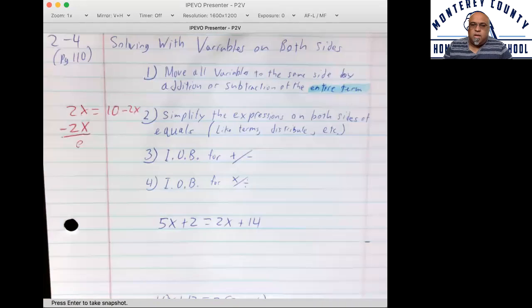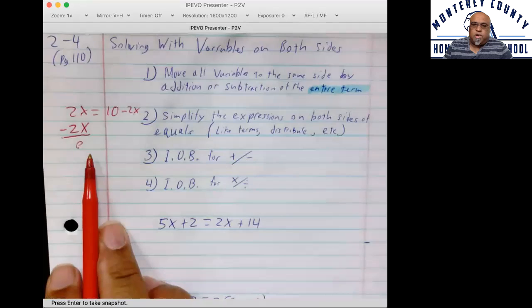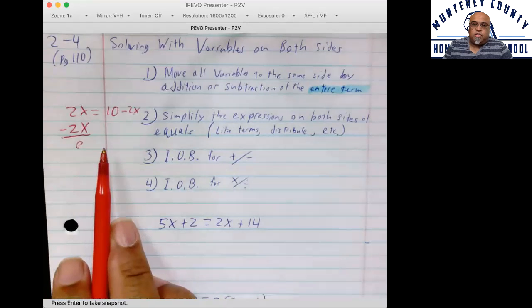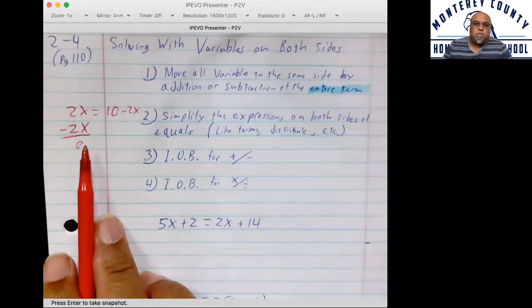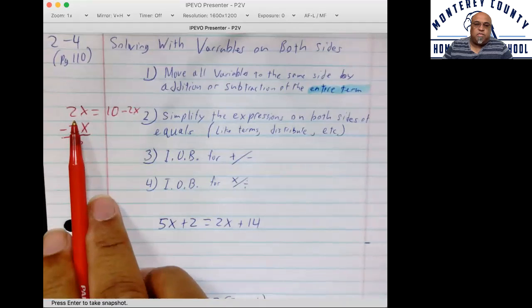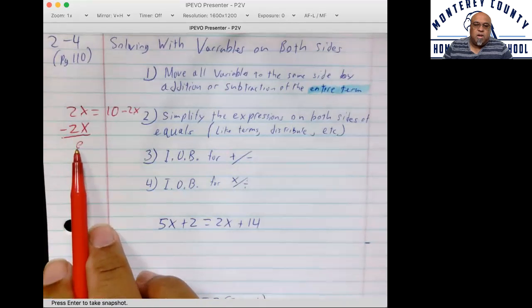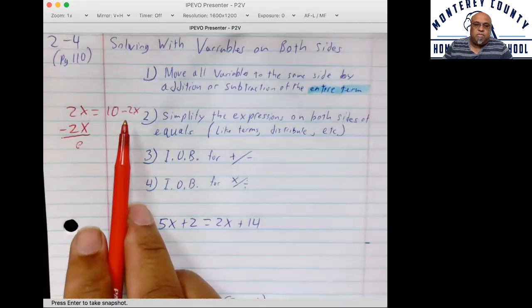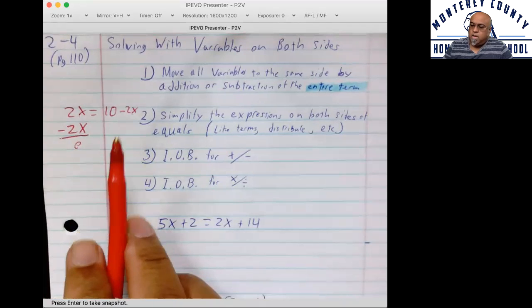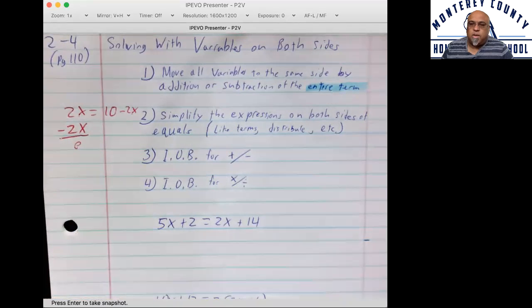Okay, now when I say subtract it, I mean subtract it from both sides. So I'm not multiplying, I'm literally moving the entire term by opposite operation. So you see on this side I have positive 2x, and I subtracted here, I now have 0 on this side. On the other side, I have negative 2x because I subtracted it, or minus 2x. You could say it either way. Okay, let's continue with the steps.